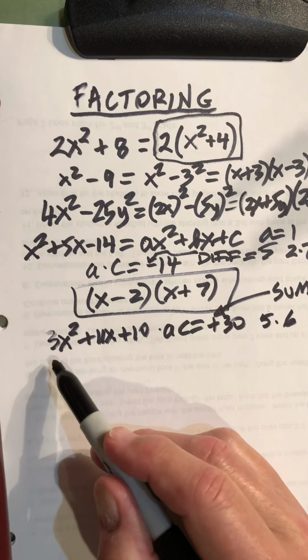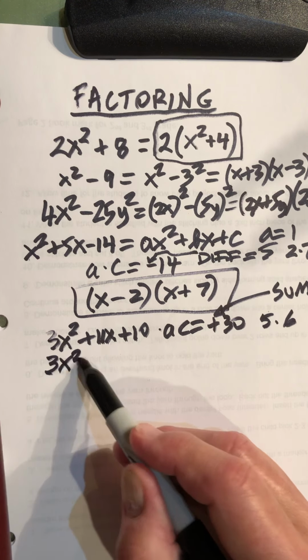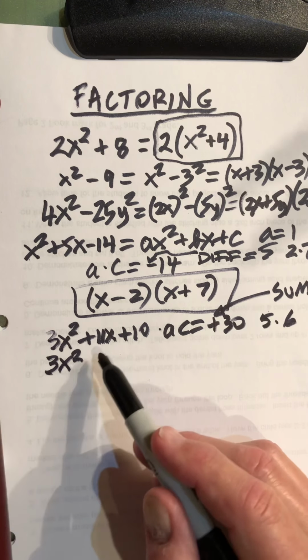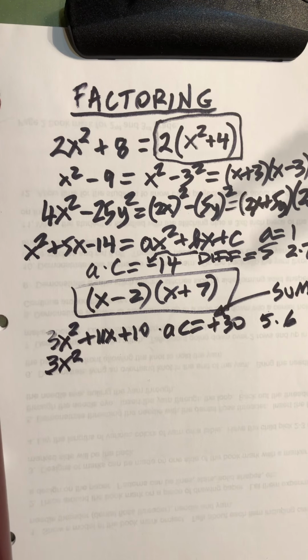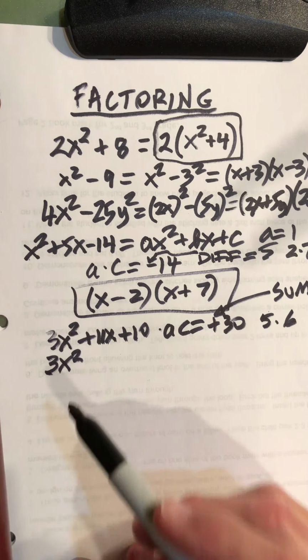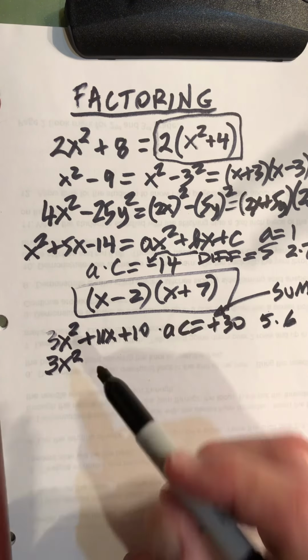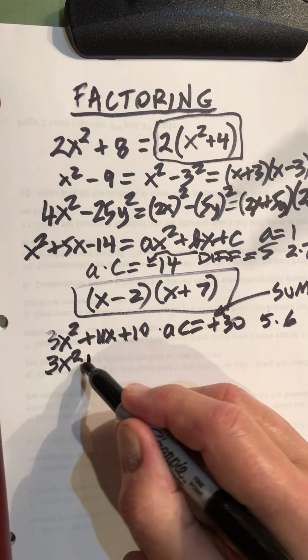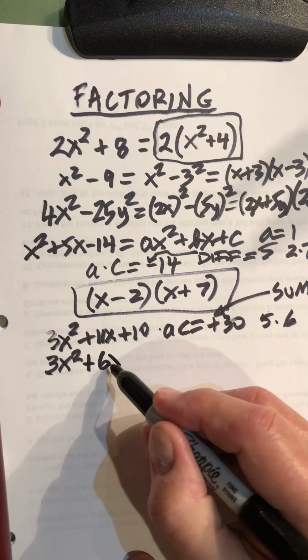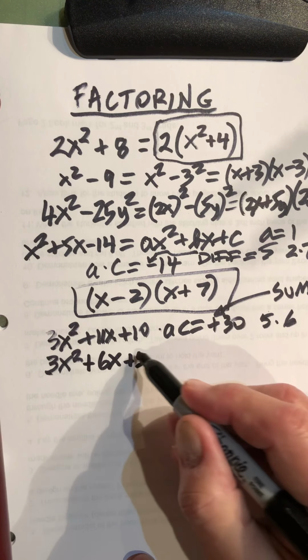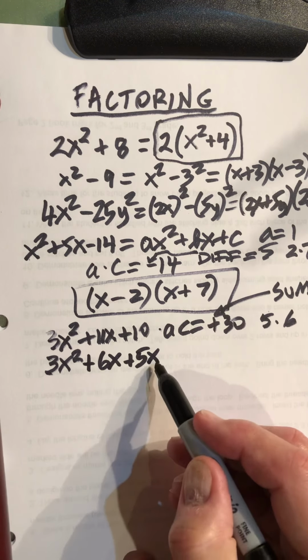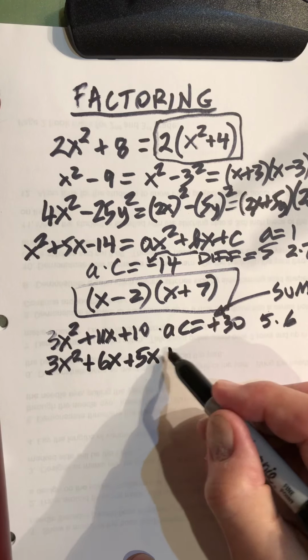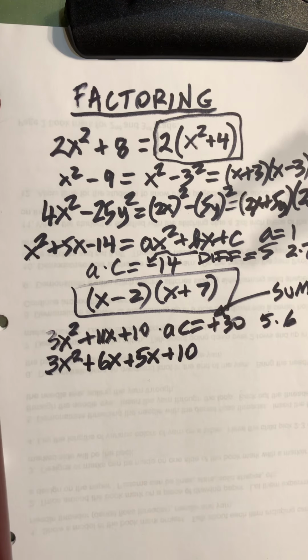All right, so I replace the middle term with 5x and 6x. That'll be equal to 11x. I haven't really changed anything. I've just replaced the middle term with its equivalent. Now I can do that either way, but I recognize that 3 and 6 are both divisible by 3, aren't they? So I'm going to actually do this 3x squared plus 6x plus 5x plus 10, recognizing that 6x plus 5x is equal to 11x, and now I do grouping.